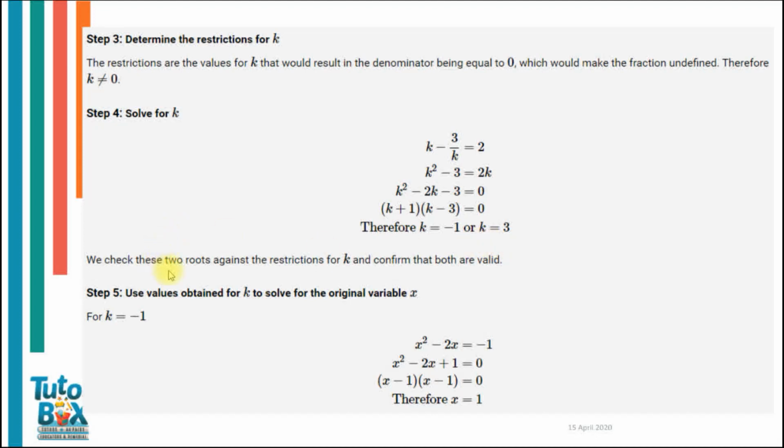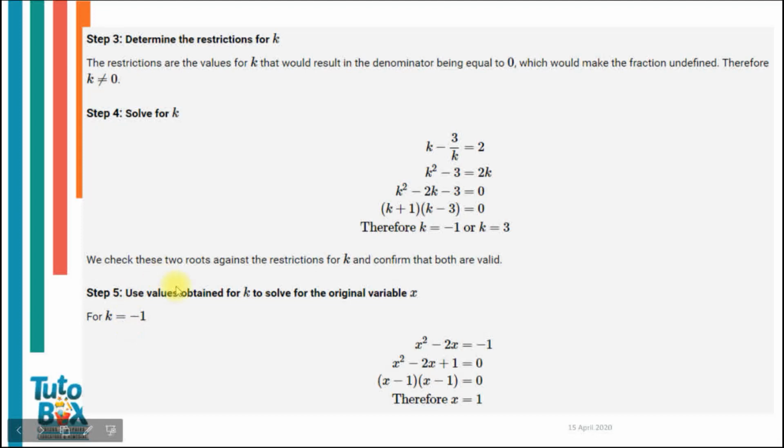Now you always need to check, guys, so that you don't lose any marks. We check these two roots against the restrictions for k and confirm that both are valid. Then we use the values obtained for k to solve for the original variable x. Remember, guys, you can't leave it as k, because you did a substitution and they asked you to solve for x. So you always need to leave it in terms of x.